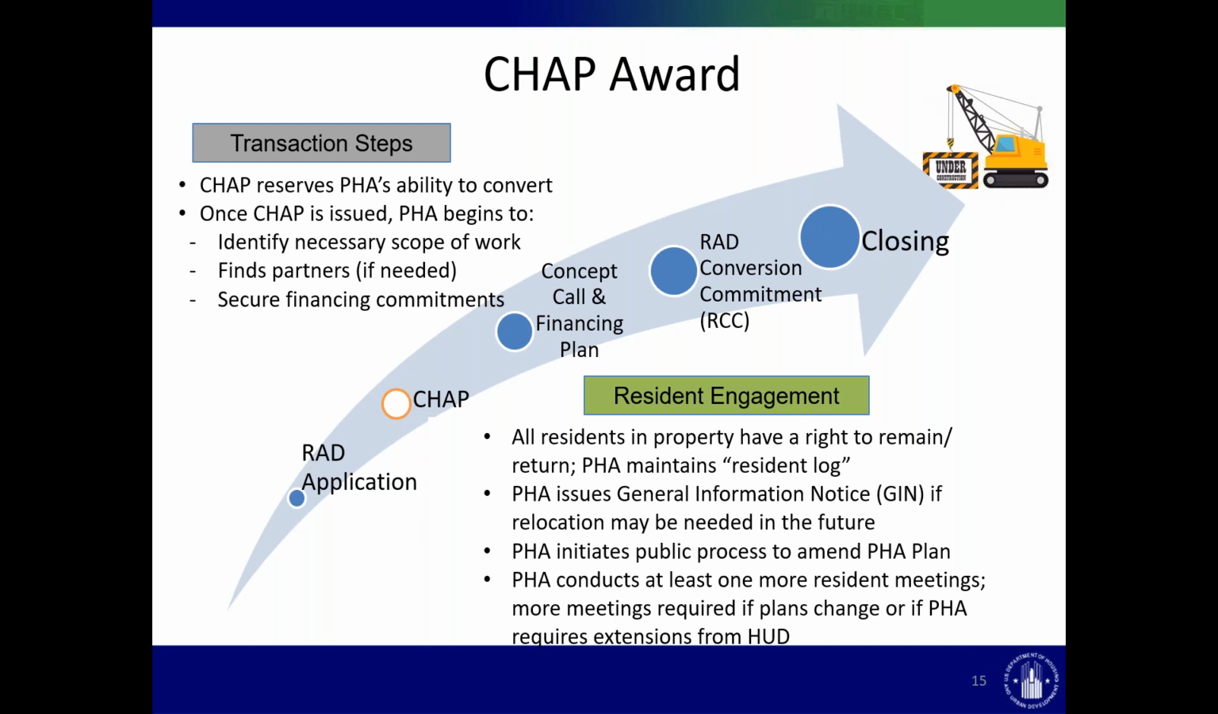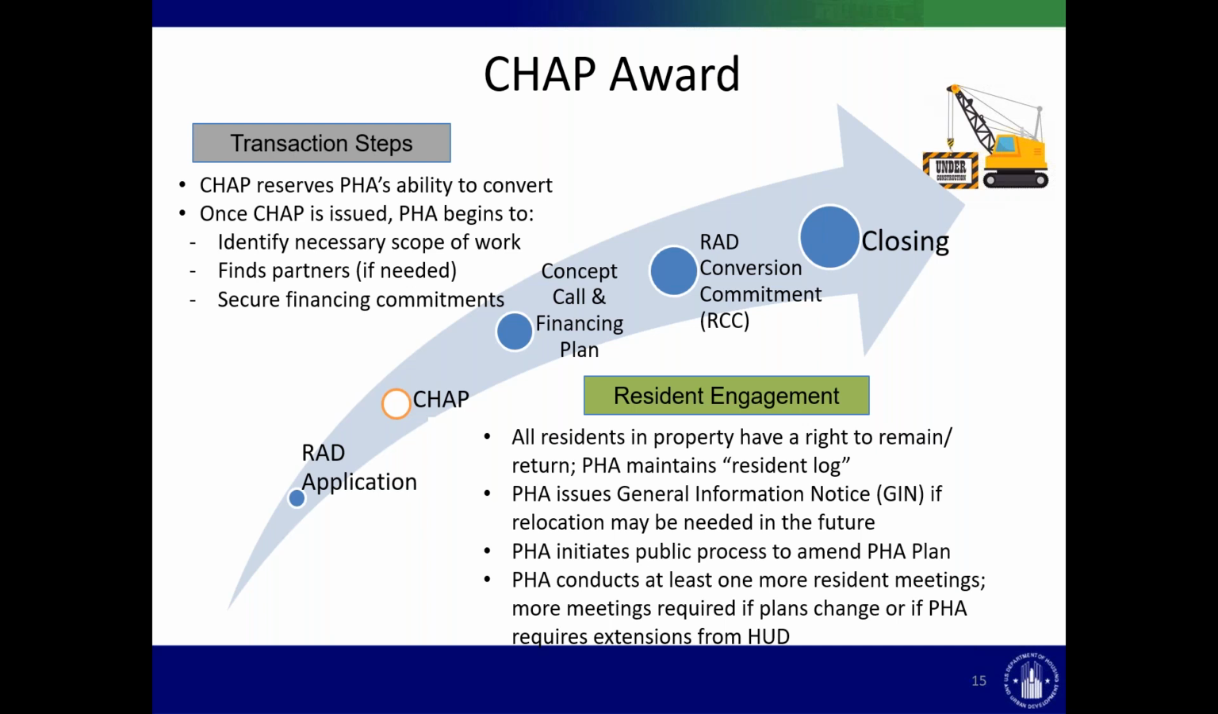We're doing a bunch of work with residents at this point. All residents in the property at the time of CHAP have a right to remain. So the PHA starts to maintain a resident log to make sure that it can track all those residents at time of CHAP, all the way through closing, and if there's work to be done, any relocation through all that period. So this is where they're beginning.